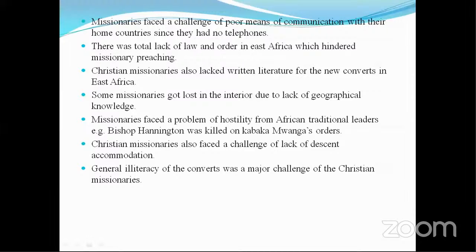I can see some hands very briefly. I want to hand over to our admin. Mutebi, yes, you can ask. Mutebi. Okay.